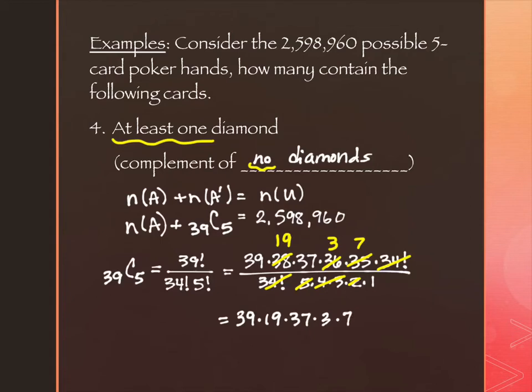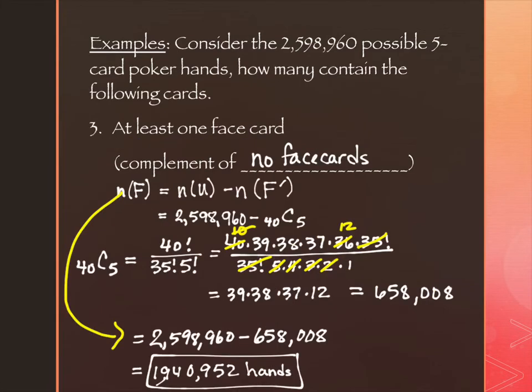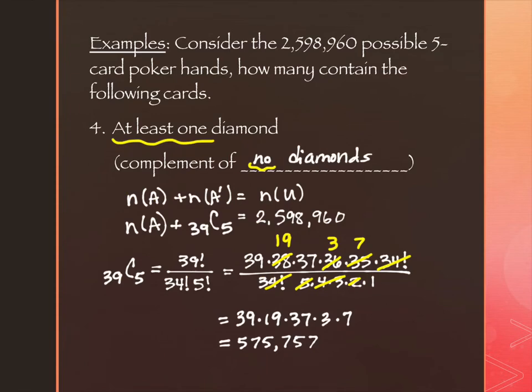Did I get them all now? 39, 19, 37. I think so. What value do you get when you multiply these? 575,757. It's 5s and 7s that just repeat on this one. Is that the same ballpark as the 658,000 on the last slide? Pretty close. We've got 575,000 over here, and we're at 658,000. We're in the same ballpark. We're close.